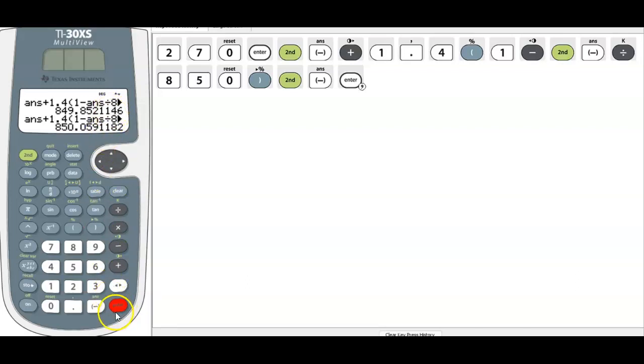So see, it's a very simple procedure when you use a recursive formula like this, where you can just take the previous answer and that's the only variable that changes.